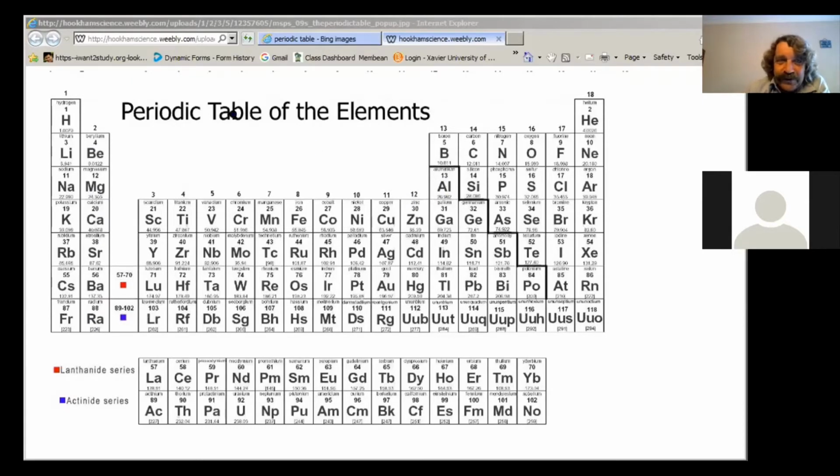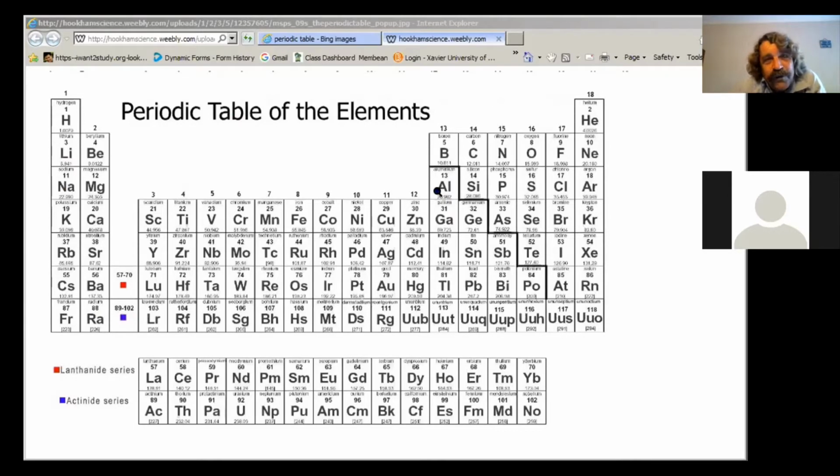So you notice the trend here? In group 1, the metals form plus 1. In group 2, the metals form plus 2. In group 3, the metals form plus 3. Now, aluminum is the only one in group 3 that forms a plus 3. The others are different, and that's what we're about to talk about now.